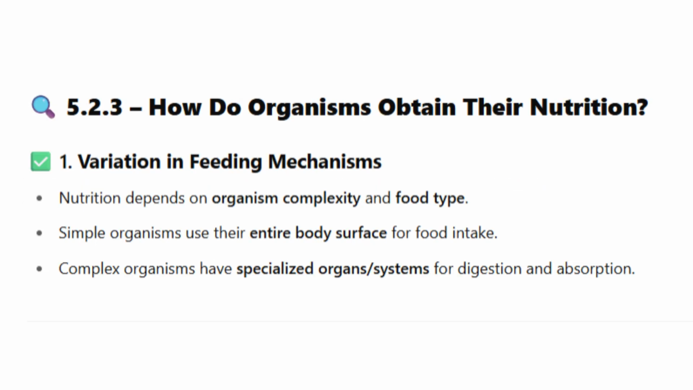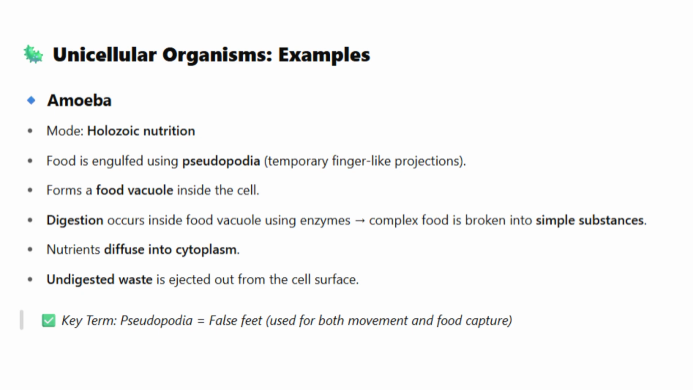5.2.3. How do organisms obtain their nutrition? 1. Variation in feeding mechanisms. Nutrition depends on organism complexity and food type. Simple organisms use their entire body surface for food intake. Complex organisms have specialized organs and systems for digestion and absorption. Unicellular organisms.